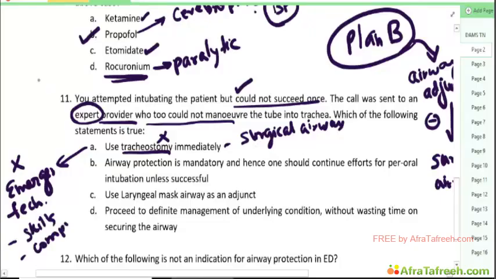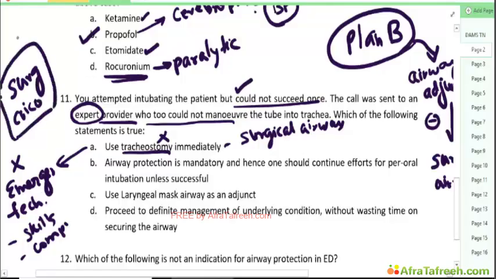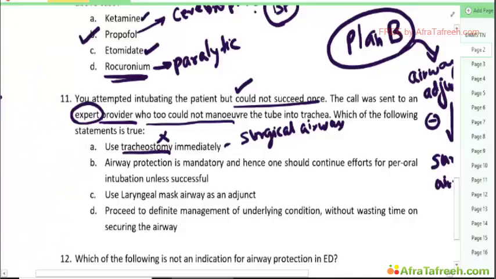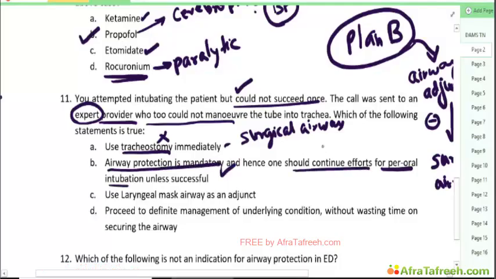Instead, what we do is surgical cricothyroidotomy. The surgical cric is the surgical treatment of choice for patients with difficult airway or failed airway, not tracheostomy. Okay, airway protection is mandatory and one should continue efforts of per oral intubation until successful. Well, this statement has 2 points. Airway protection is mandatory. This is right. But one should not continue these efforts forever, as this is not going to improve the patient's outcome.